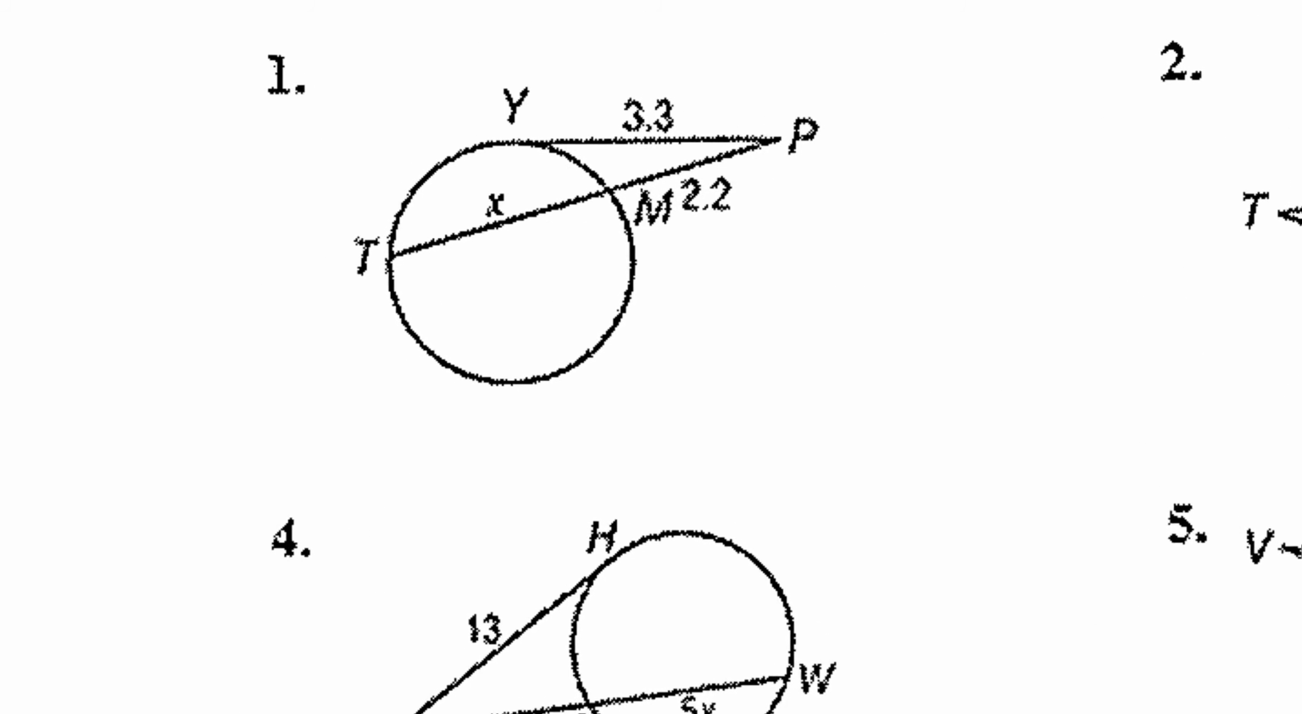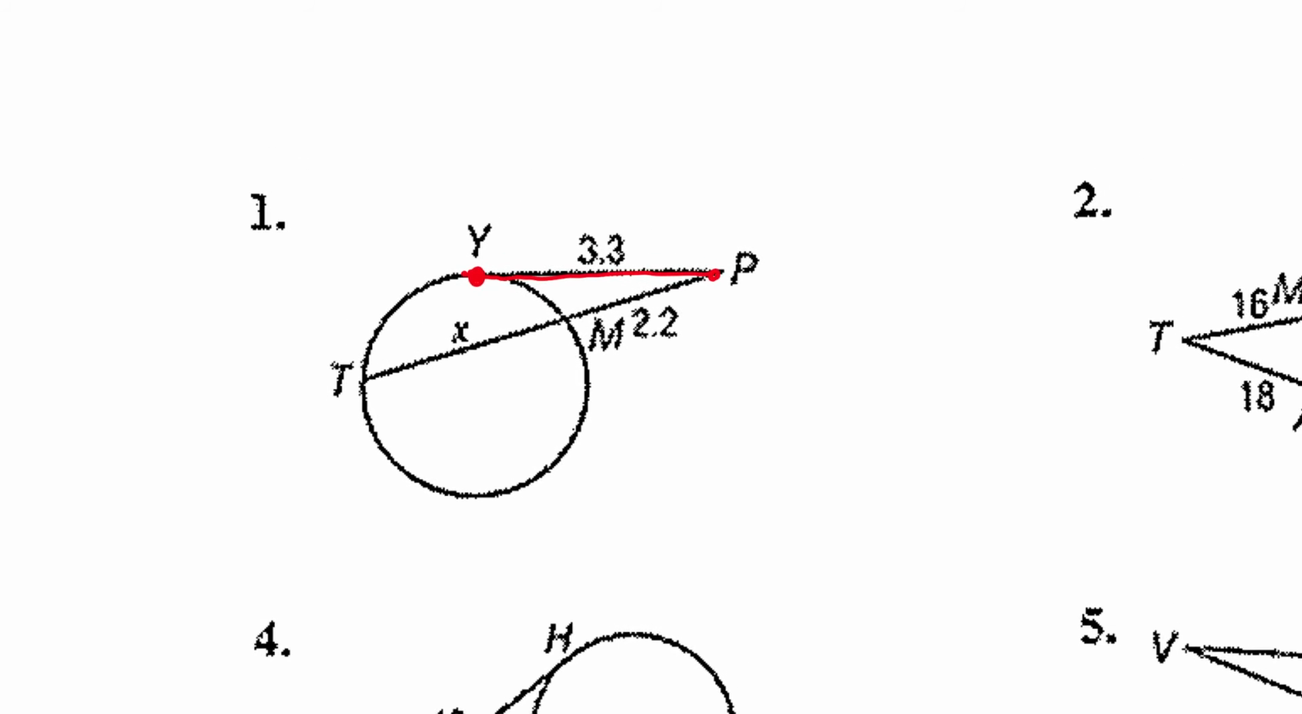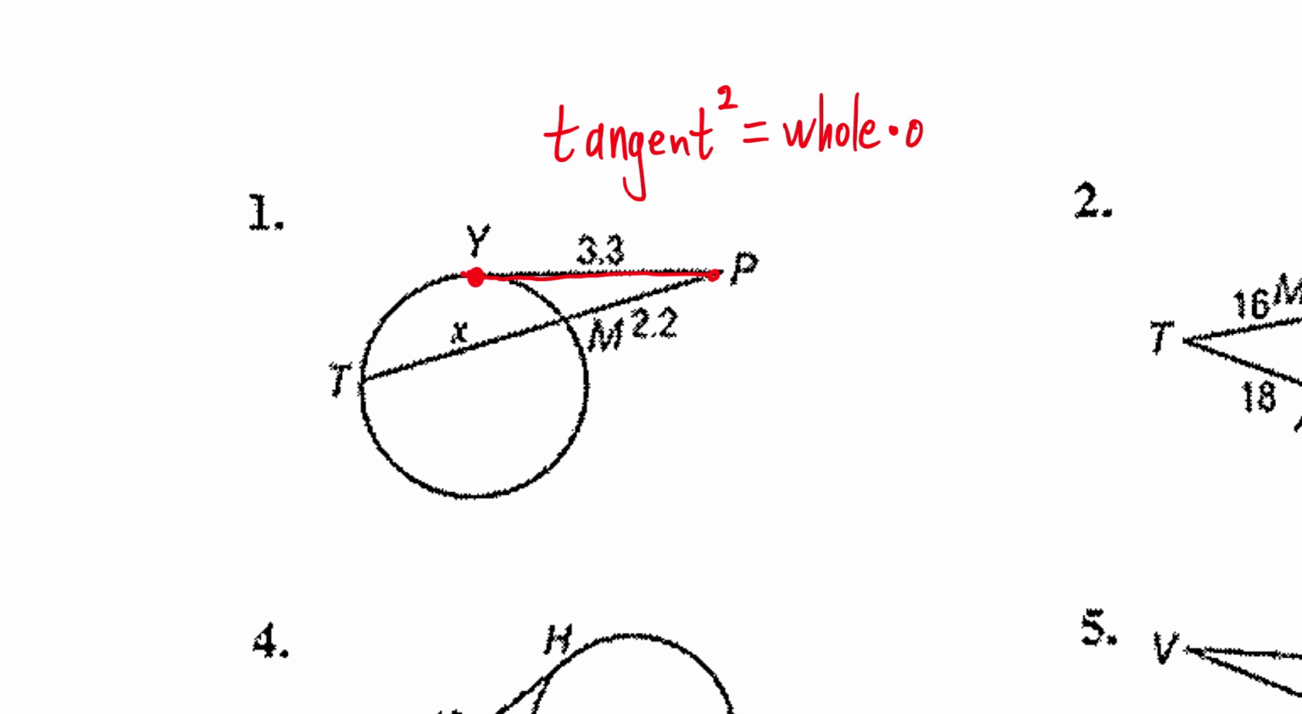All right, dropping down to the bottom. This piece that I just drew in red, is that a secant or a tangent? It looks like a tangent, so we're going to go with that. If you remember, I told you this on Friday. Here's the deal: the tangent piece squared equals the whole times the outside.